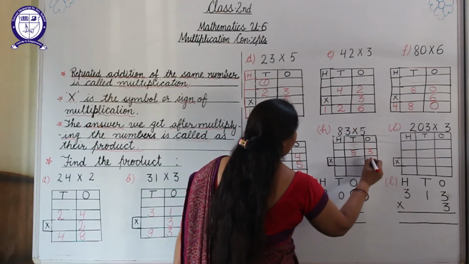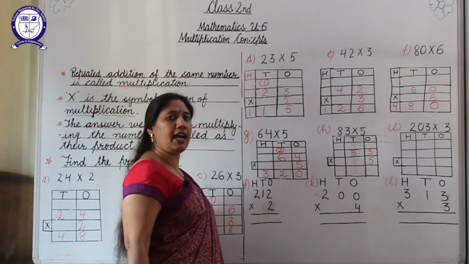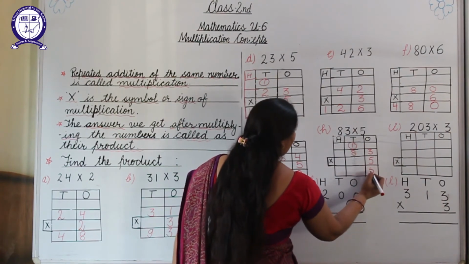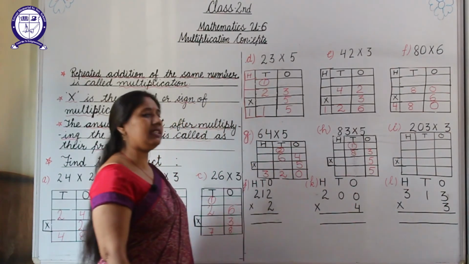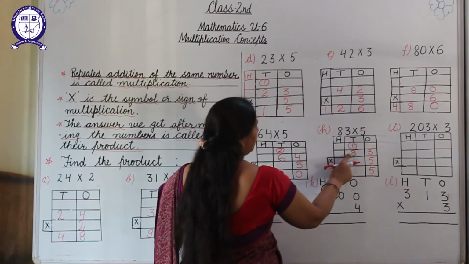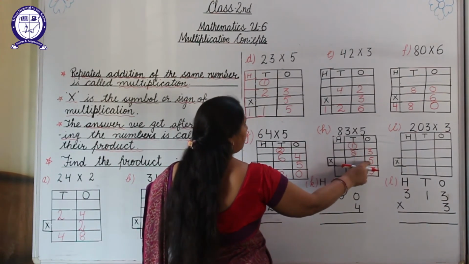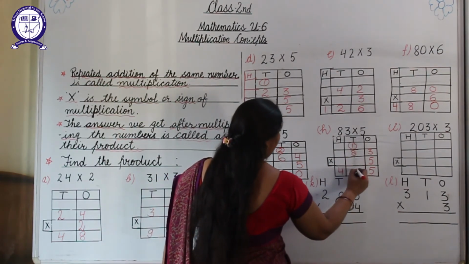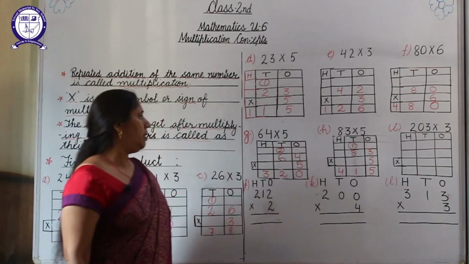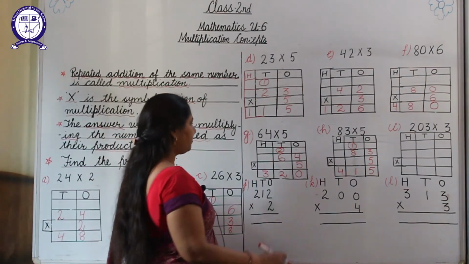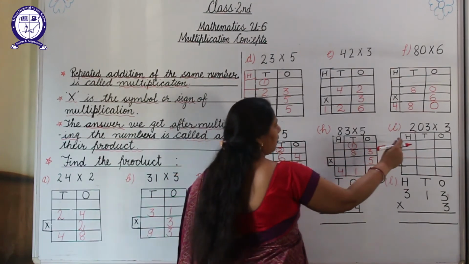Arrange in column 83 multiply by 5. 5 threes are 15. How do we write the 15? Like that: 1 is on the tens place and 5 is on the ones place. Now we have to multiply by the tens digit, that is 8. 5 eights are 40. 40 plus 1 is 41. Remember you have to add carry with multiplication. Now arrange the column.